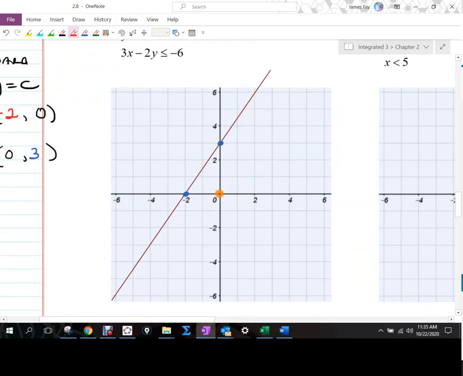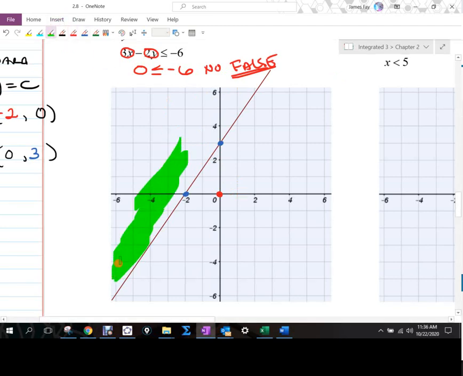You choose a point that is nice to choose, which would be 0, 0, right? If you plug 0, 0 in, what's this turn into if you plug 0 in for x? Goes to 0, right? What do you get if you plug in y to be 0? Gives you 0. What's 0 minus 0? 0. Is 0 less than or equal to negative 6? No, right? That's false. Okay, so if you get a false statement, you do not shade where 0, 0 came from. You jump across the line, and you shade on the other side. So I'm going to shade over here.